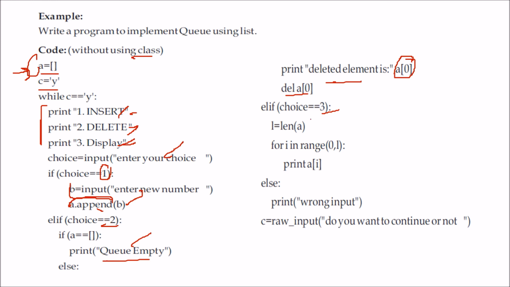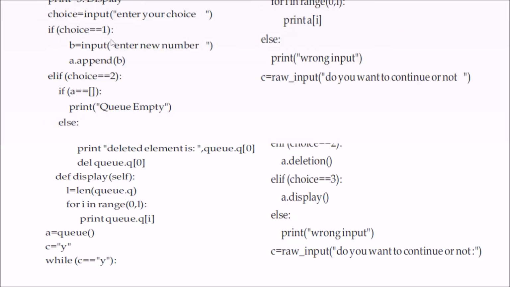If choice is 3, you want to display it, you will just check the length of a and do a for loop from i to this length and print a[i]. And otherwise, if the user does not put 1, 2 or 3, you will say it is a wrong input. And then you will ask the user whether you want to continue or not. If he presses yes, it will go on. Otherwise, any other character will stop this program.